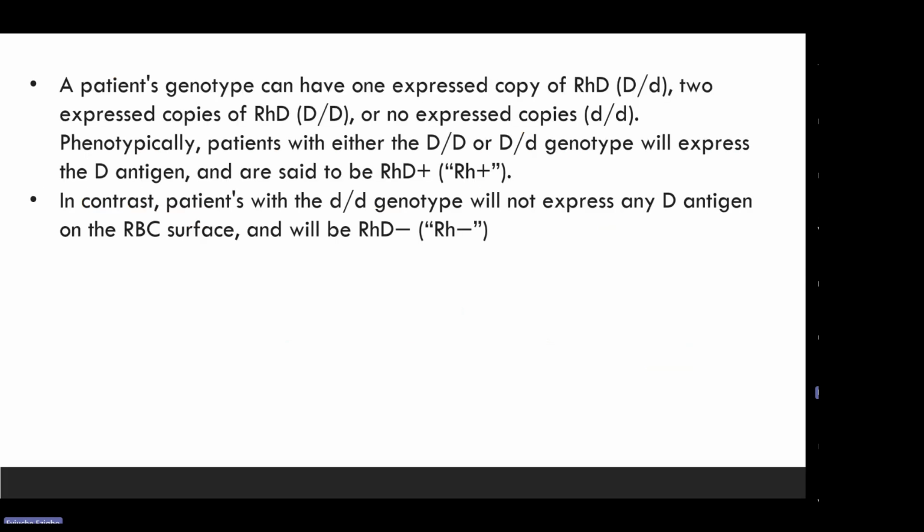Okay, a patient genotype can have one expressed copy of rhesus D, 2 expressed copies of rhesus D, big D, or no expressed copy. Phenotypically, patients with either big D big D or big D small d genotype will express the D antigen and are said to be rhesus positive. So a patient with small d small d genotype will not express any D antigens on the red blood cell and will be rhesus negative. So once you inherit the big D, you express as rhesus positive. If you don't inherit the big D, you are classified as rhesus negative.